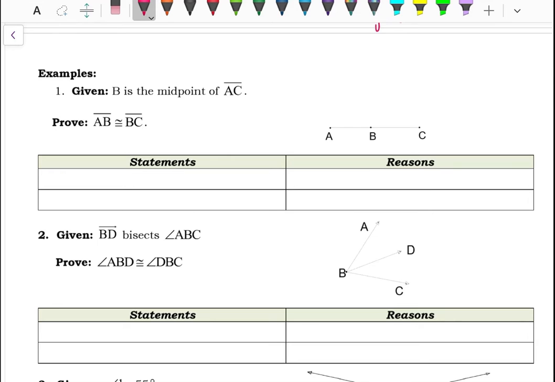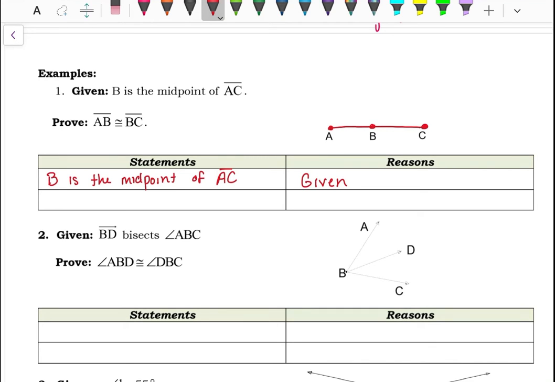So number 1, we are given some information. We're told B is the midpoint of AC. So here's AC, and B is the midpoint. Our first statement always is the given: B is the midpoint of AC. And our reason for that is it's given. That's the same first step as all of our other proofs that we've been doing on the other days.